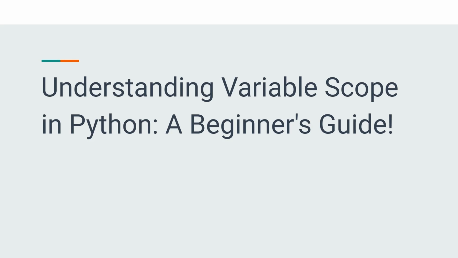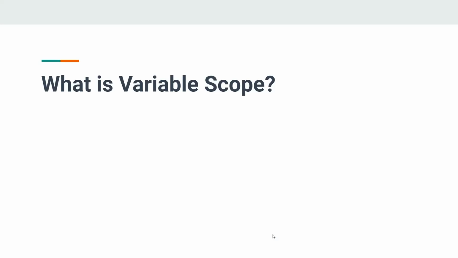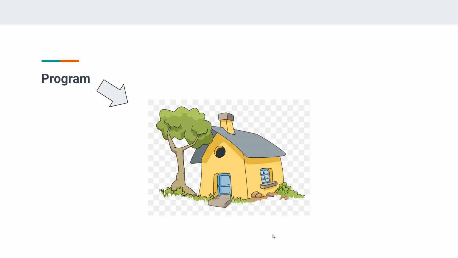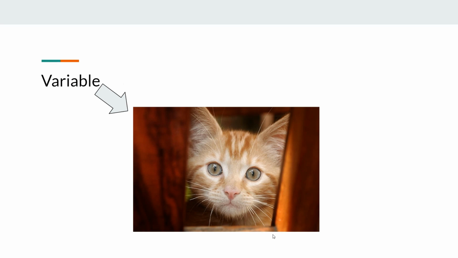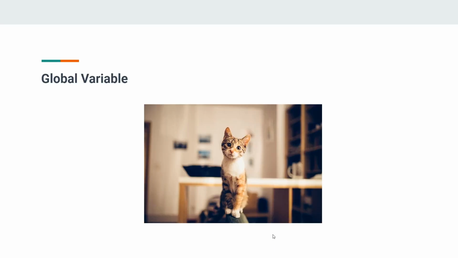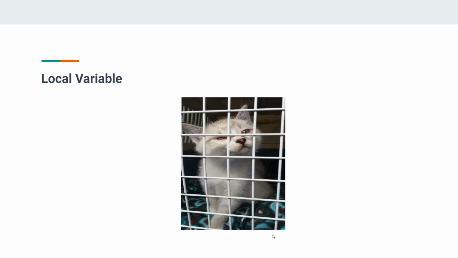Today we are going to tackle an essential concept, the scope of variables, specifically local and global variables in Python. So, what is variable scope? To make it simpler, let's imagine our program is the house and our variable is the pet inside the house. Now, if the pet is in the living room, it can go to any room in the house. That's a global variable. But if the pet is closed in a room, it can only stay in that room. That's what we call a local variable. I hope now you understand what variable scope is.